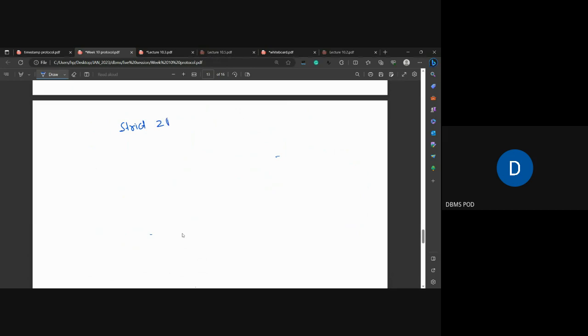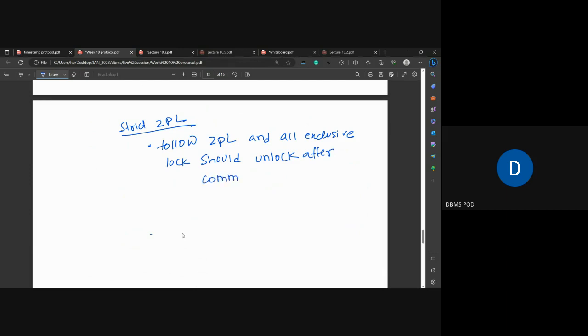What is S2PL or strict two-phase locking? It follows 2PL, the two phase locking protocol, and all exclusive locks should be unlocked after commit. Right, so what are the benefits? Strict two-phase schedules are recoverable and generate cascadeless schedules.